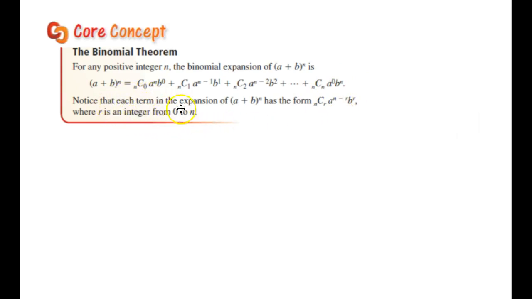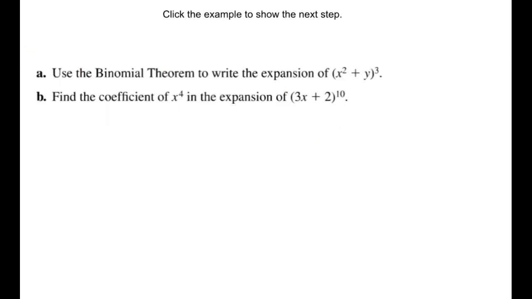So then I also know that each term in this expansion, because I'm expanding it, making it a full expansion in standard form, has the form of my combination of n terms taken r at a time, times a to the n minus r, and then b has the exponent of r. So let's look at an example of this.